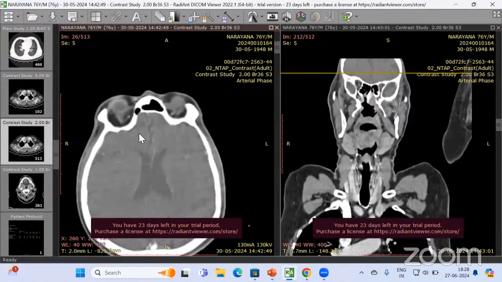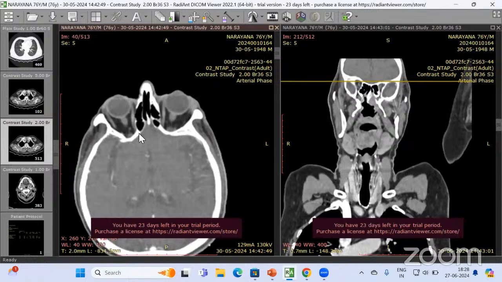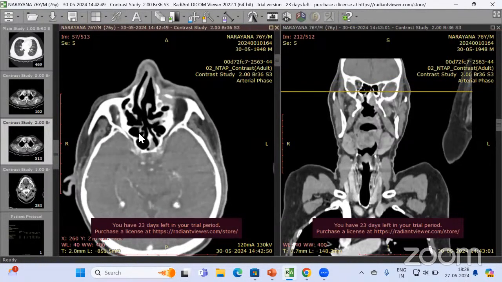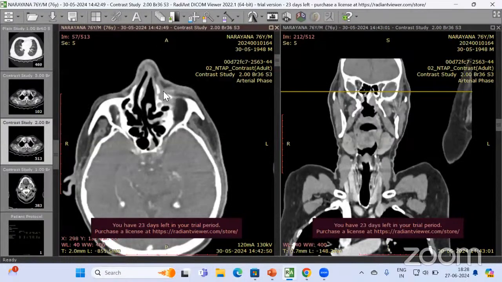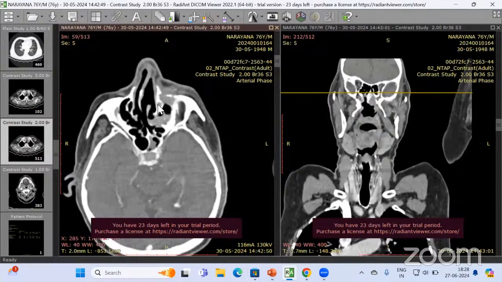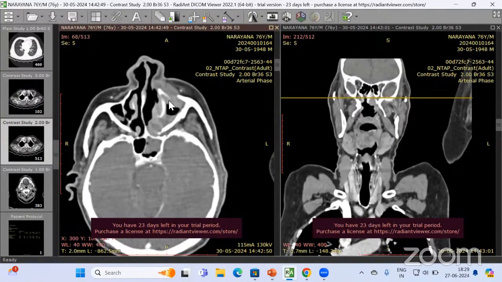Sir, this is the axial CT PNS, neck and chest of the same patient, a 76-year-old male, going from craniocaudal. In this cut, we can see an enhancing heterogeneous hyperdense lesion in the premaxillary area. There is involvement of the nasolacrimal duct also, and low down we can see the mass in the nasal cavity vestibule, with erosion of the medial maxillary wall and anterior maxillary wall. Low down, the same lesion is extending to the sphenopalatine foramen.